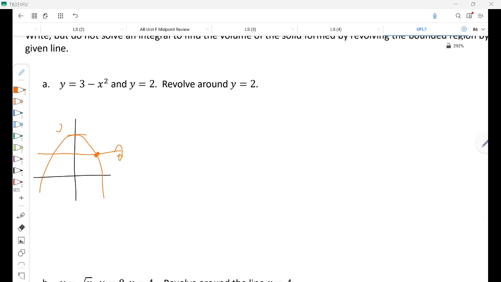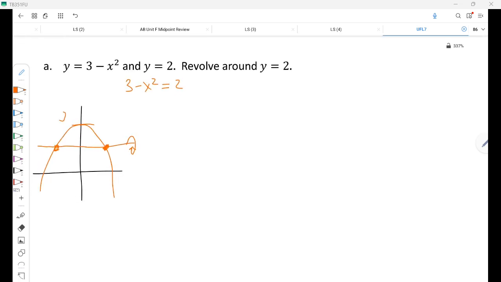You can find them either way. You can set 3 minus x squared equal to 2 and solve, or you can just reason through it and find out that the x values here are 1 and negative 1. All right. So again, we're getting some sort of three-dimensional shape that gets bigger as it gets closer to the origin and gets smaller as it gets further away from the origin.